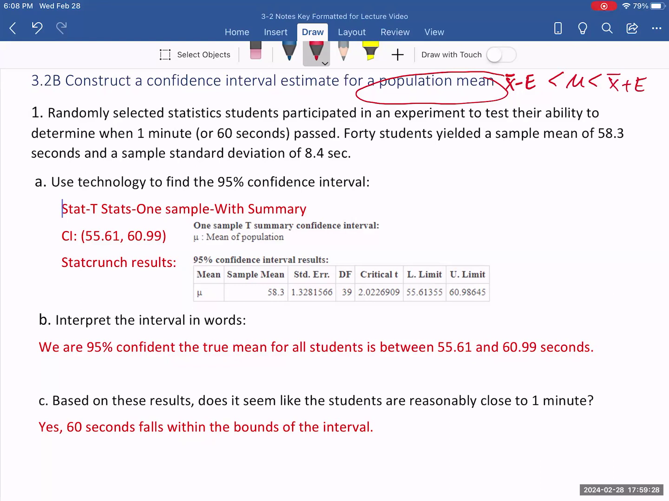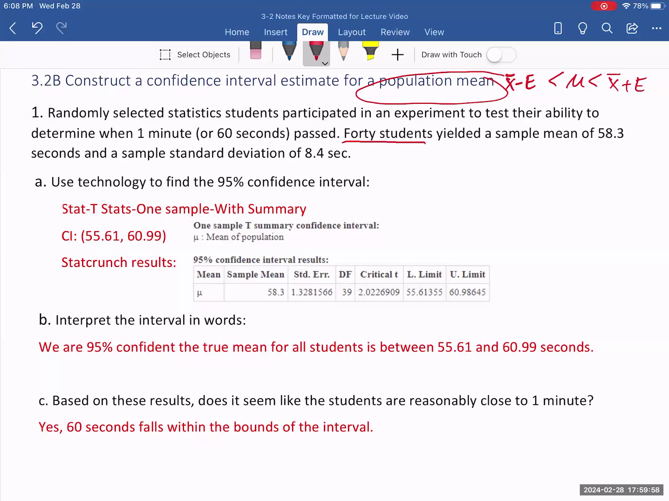So this example says randomly selected statistics students participated in an experiment to test their ability to determine when 1 minute or 60 seconds had passed. 40 students yielded a sample mean of 58.3 seconds and a sample standard deviation of 8.4 seconds. Well, we're cleared to do this problem because we have 40 students in our sample, and that's greater than 30. So we're good to go.